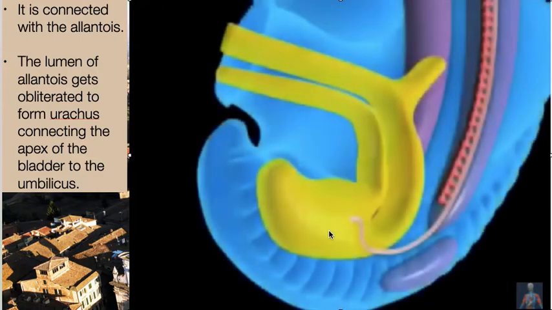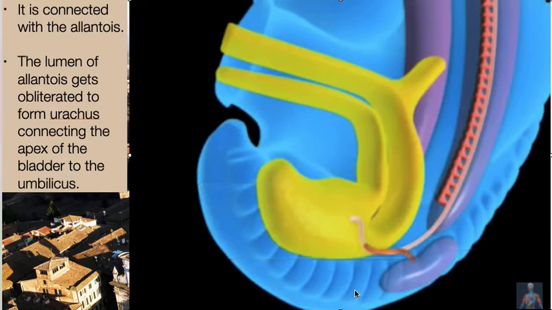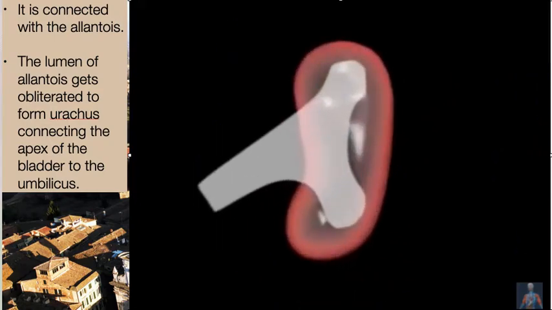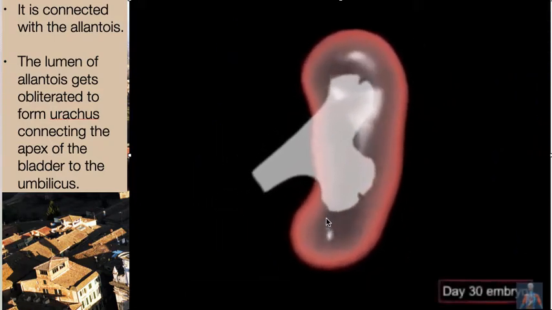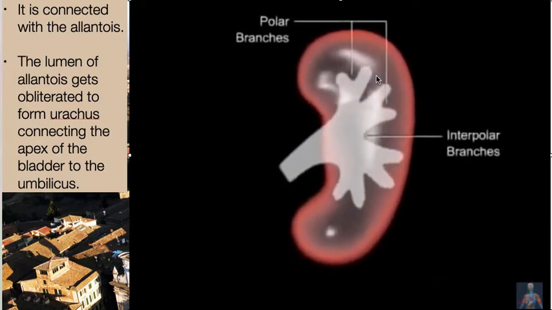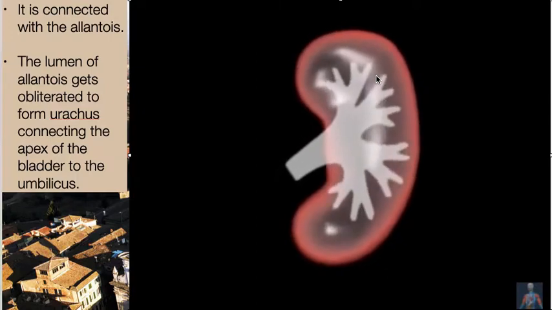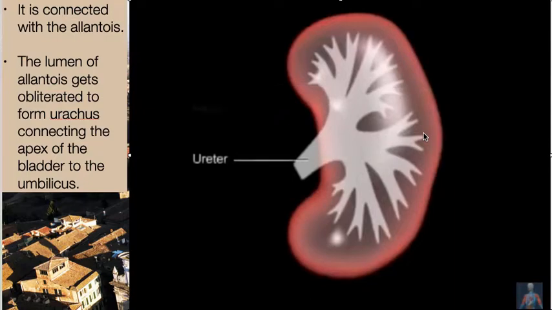Now formation of the kidney. You see this? The metanephric diverticulum and the metanephric mesenchyme over here. Can you see? This is the development of the kidney, branching of the metanephric diverticulum. It is branching further on, forming the major and the minor calyces. This is the ureter and this is the pelvis of the kidney.